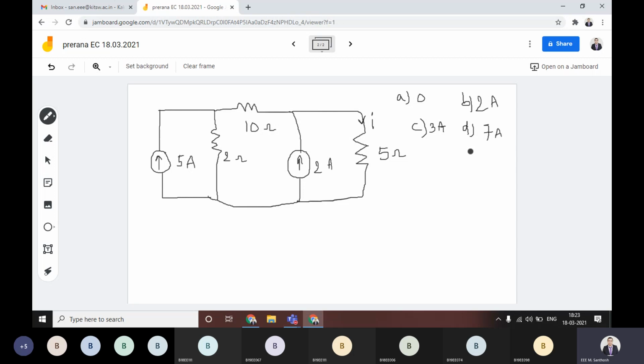Solve for the current flowing through the 5 ohm resistor. How much current is flowing in this, you have to find. Sir, 2 amperes. Very good. It is 2 amperes. Anyone getting 2 amperes?